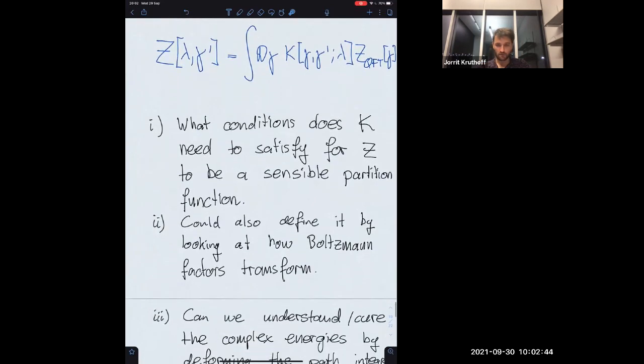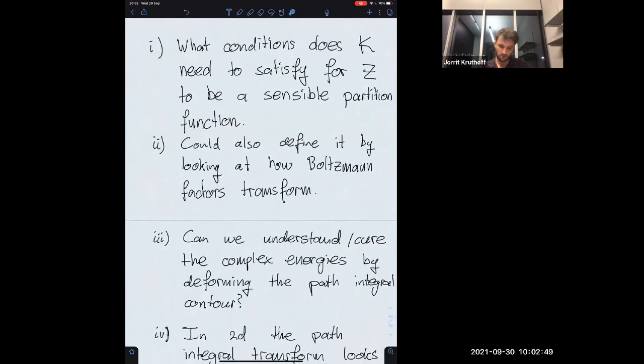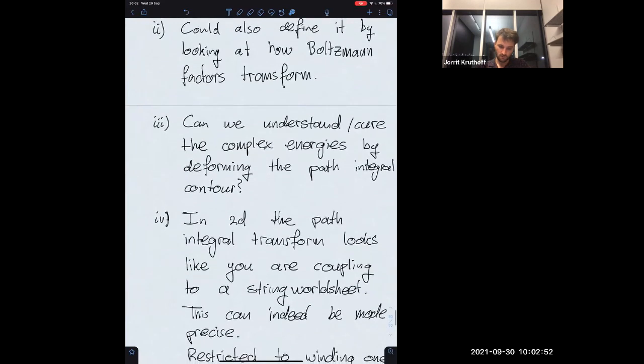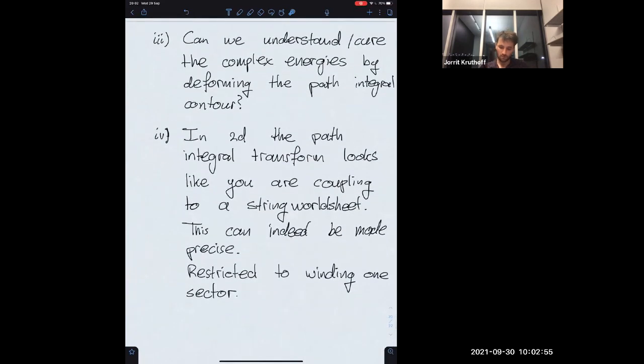And many people have done that. In particular, Alessandro Sfondrini has been working on that quite a bit. Now the point is that although you can make it precise, it only works in the winding 1 sector of the string, where you get a match with the TBar spectrum. You can generalize it to other winding sectors as well.